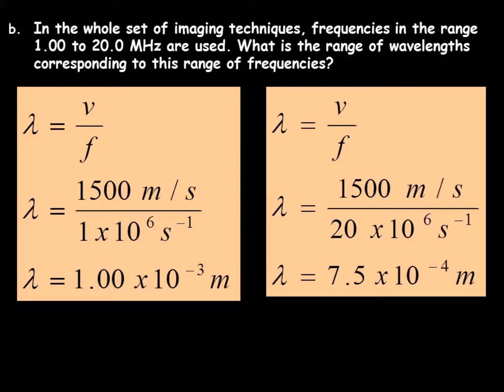Anyway, so the wavelength, both wavelengths would be velocity over frequency. The first one is 1500 divided by 1 times 10 to the 6th, and the next one is 1500 divided by 20 times 10 to the 6th, which is 1 times 10 to the negative 3 and 7.5 times 10 to the negative 4, respectively.